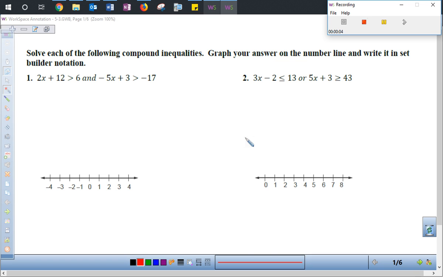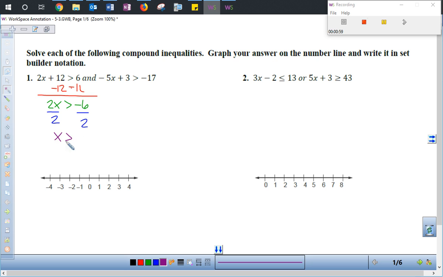So on number 1, I have 2x plus 12 is greater than 6 and negative 5x plus 3 is greater than negative 17. So we want to solve each of these inequalities individually. I'm going to start with my left one by subtracting 12 from each side, and that's going to leave me with 2x is greater than negative 6. Then I want to divide each term by 2, and I'm going to have x is greater than negative 3.